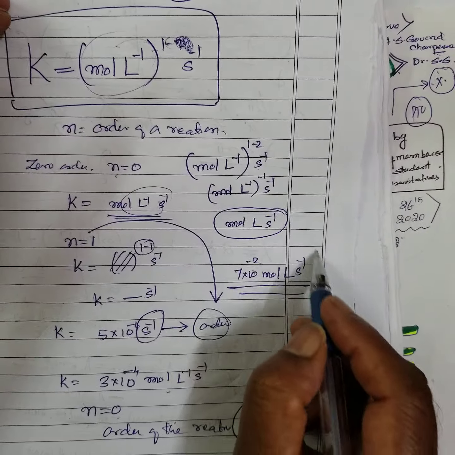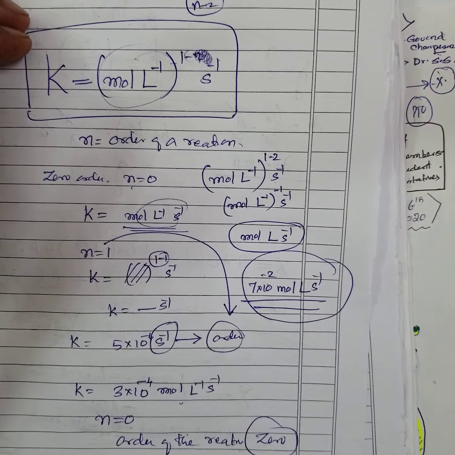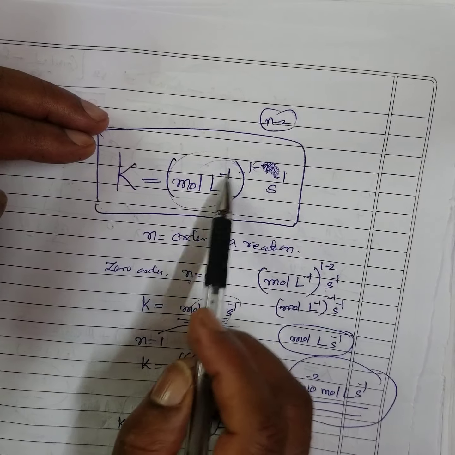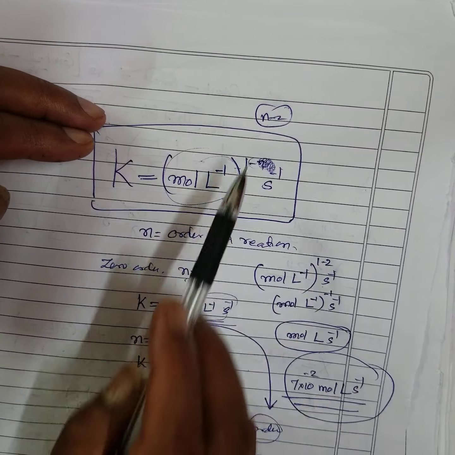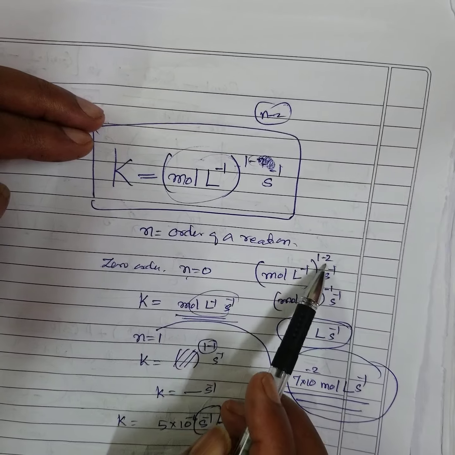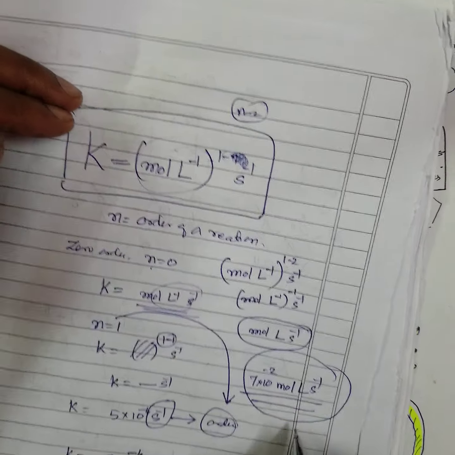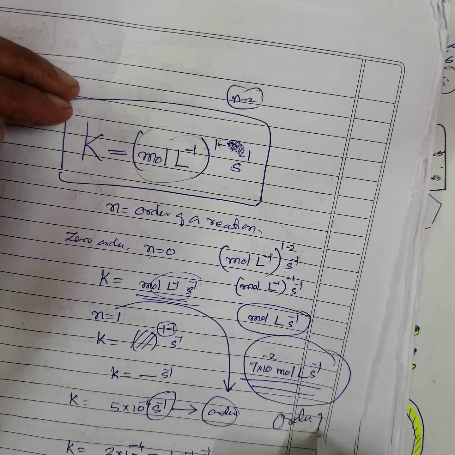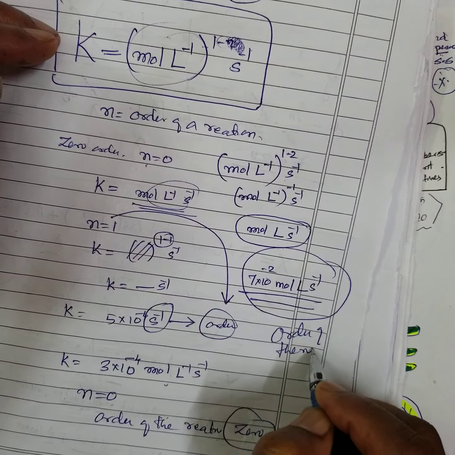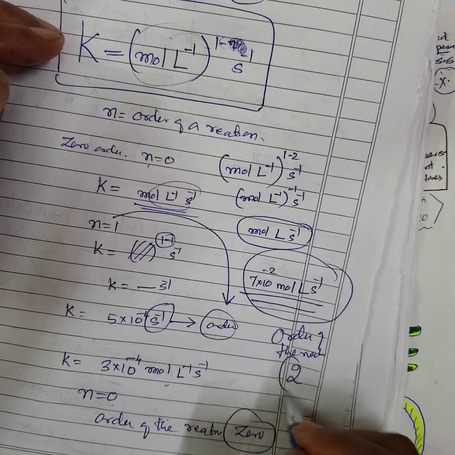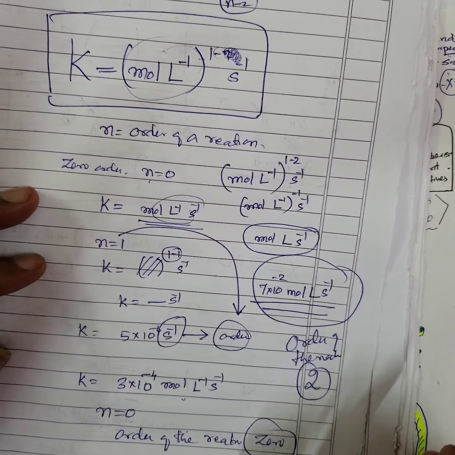What is the order of the reaction? Use this formula. See whether you get it. 0, 1, 2, 3. When I put 2, then you are getting this one. Therefore, the order of the reaction is what? 2. Right?